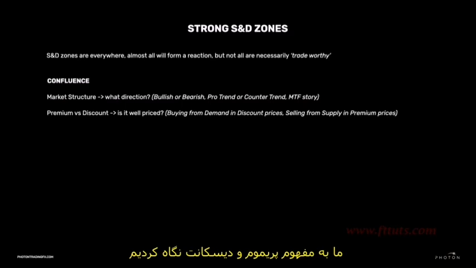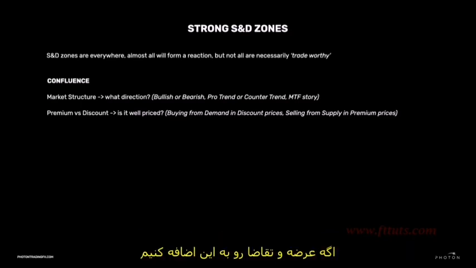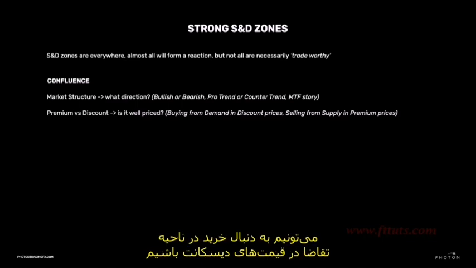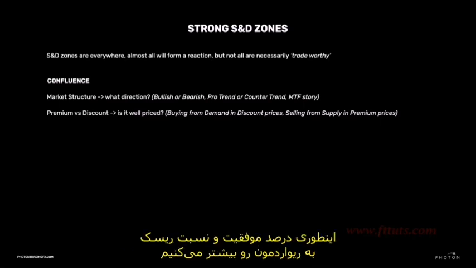We then looked at the concept of premium versus discount, essentially helping us to see if we are looking to trade at a level that is actually well priced. So if we introduce supply and demand to this, we can then look to buy from demand zones in discount prices and sell from supply zones in premium prices to help increase our strike rate and potential reward to risk ratio.